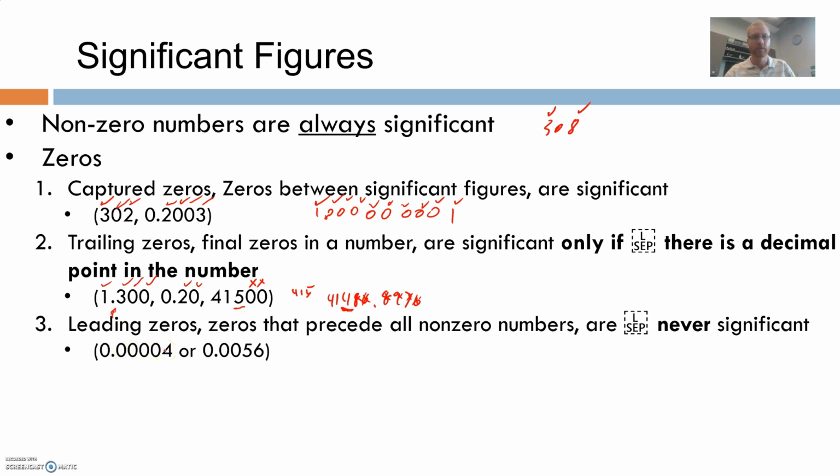0.00004. These are all leading zeros. 4 is significant because it's not zero. All of these zeros are at the beginning of the number. Okay? Meaning those zeros are not significant. Okay? I don't care that there's a decimal right there. That's not what the rule says. The rule says never. Okay? This one, 5, 6, significant. 0, 0, 0, not significant. Okay?